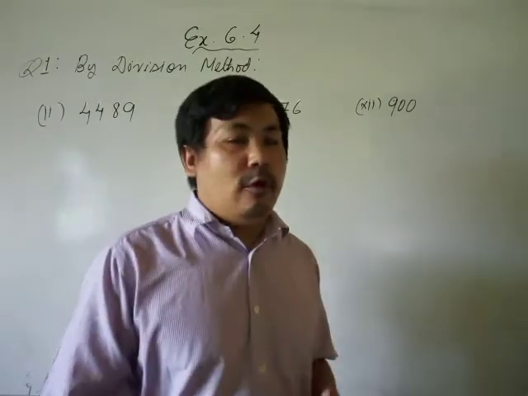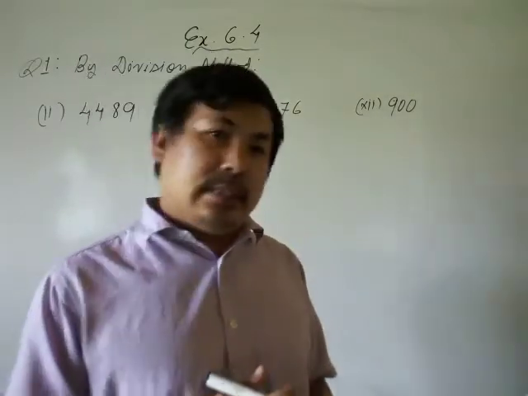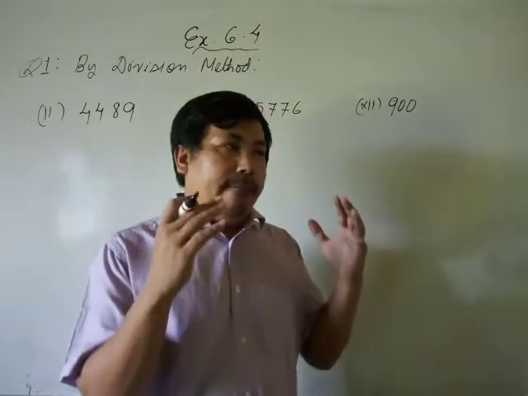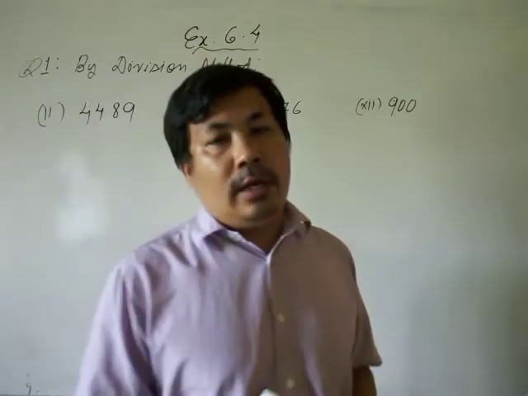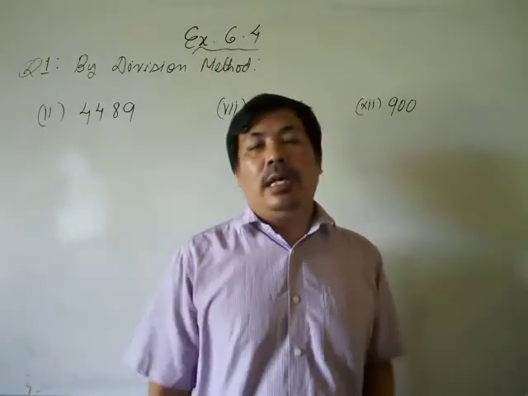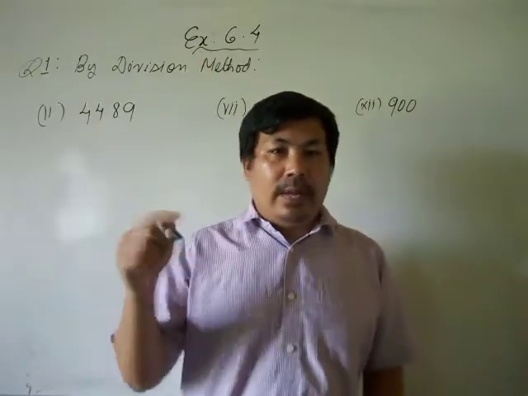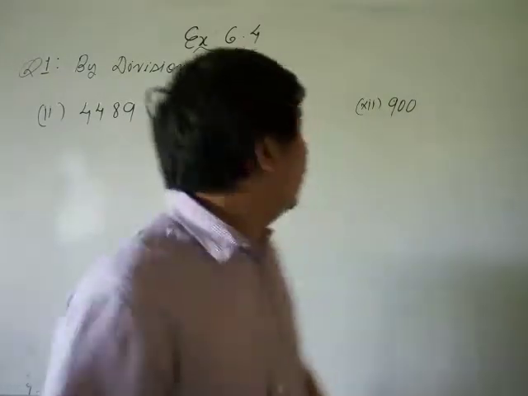And in 6.4 we are going to apply the division method. So let us see, by division method we can find out the square root of a number. So how do we find out the square root of a number by division method? Let us go here.